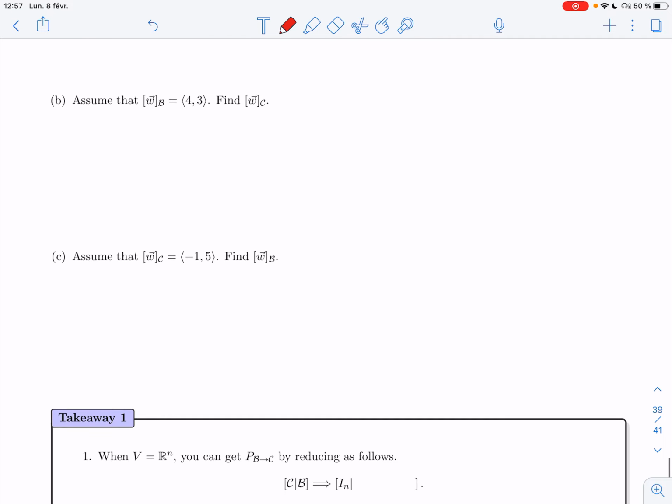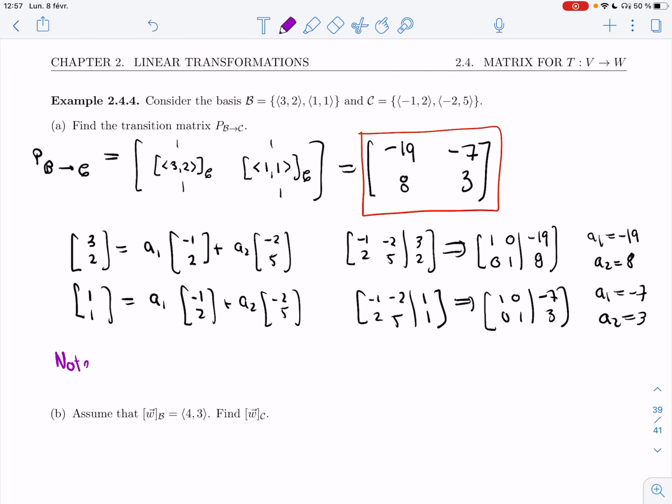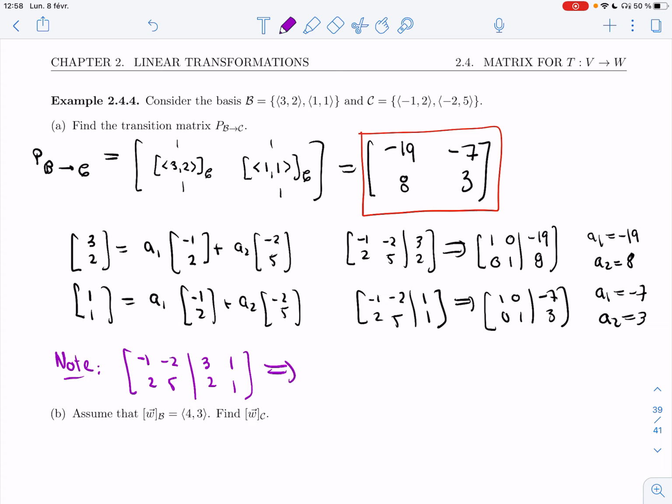Let me check something. Let's just note, I'm mentioning it in the takeaway, but let's say it here. This is the coefficient matrix for both, so I can actually do both. If I reduce this matrix with my first and my second constants all at once, I'm going to get both answers at once. Oh, sorry, I forgot to reduce the coefficient matrix.